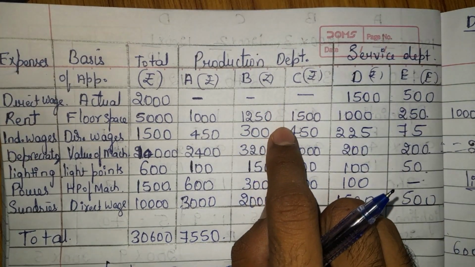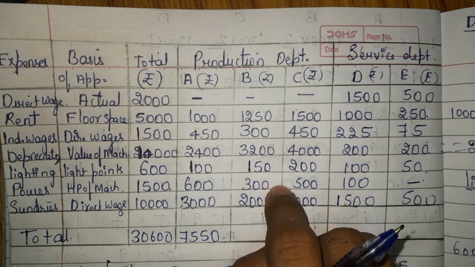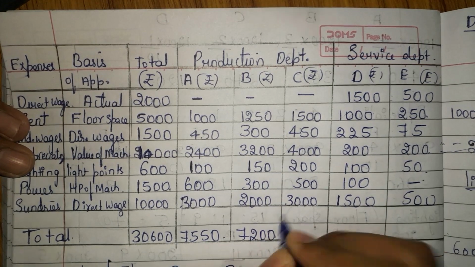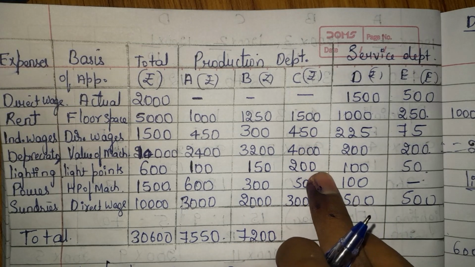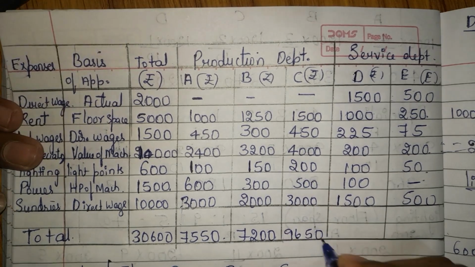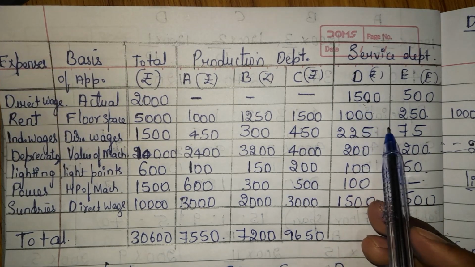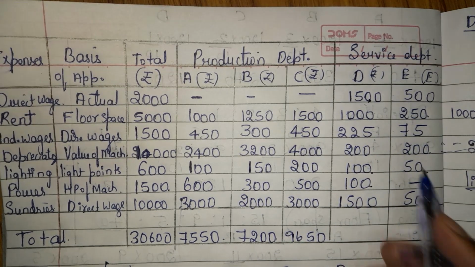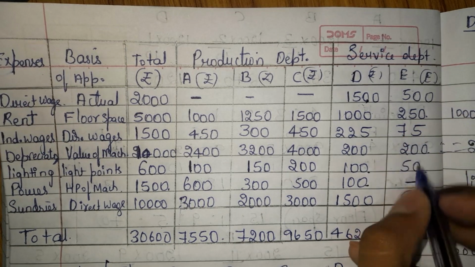Now add B department costs: 1250 plus 300 plus 3200 plus 150 plus 300 plus 2000. When you add everything, you will get 7200. Now C department: 1500 plus 450 plus 4000 plus 200 plus 500 plus 3000. When you do everything, you will get 9650. Now D department: 1500 plus 1000 plus 225 plus 200 plus 100 plus 100 plus 1500. When you do all together, you will get 4625.